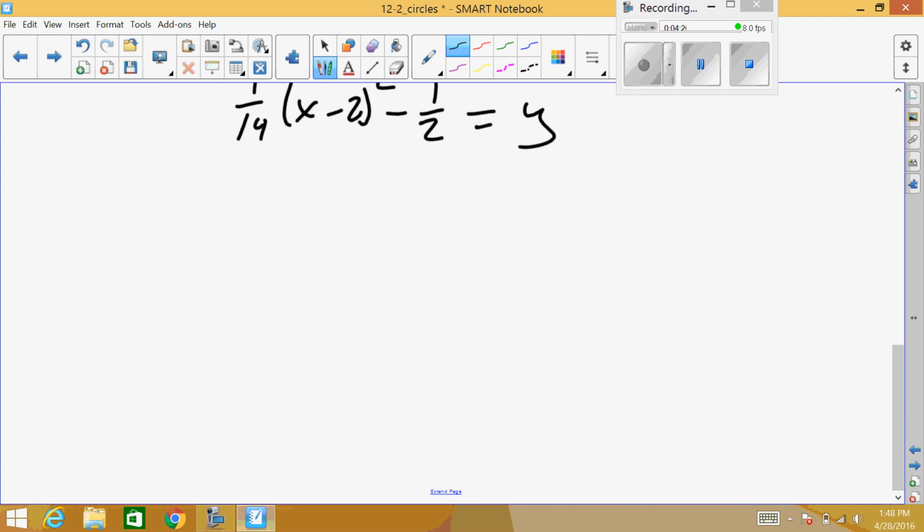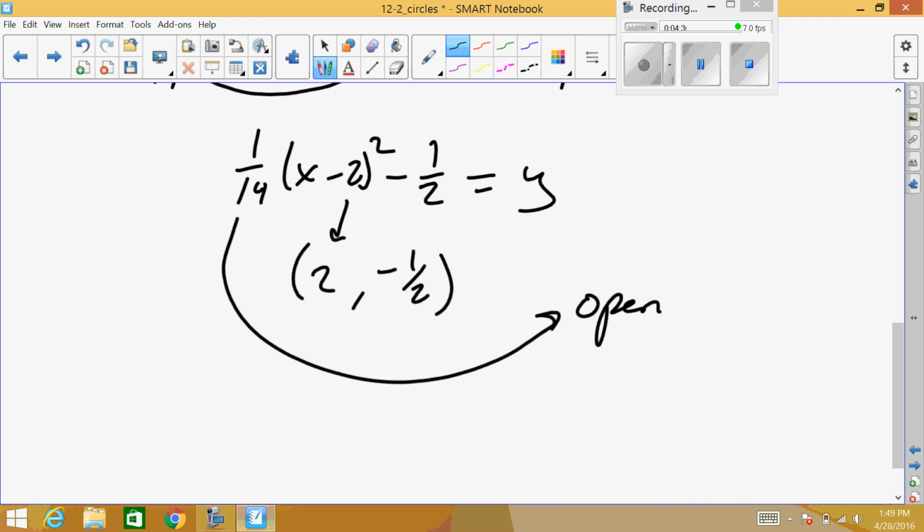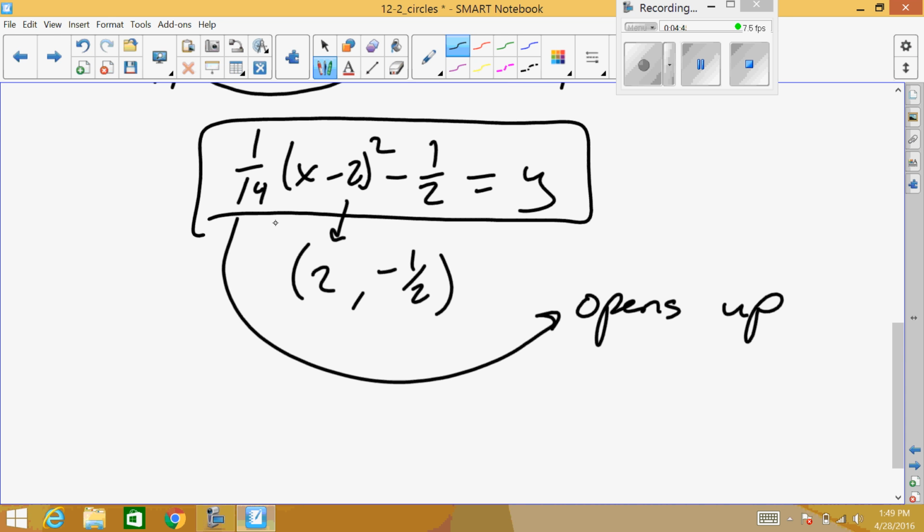There's my vertex form. I can look at this and I know I've got a vertex of 2 comma negative 1/2. This tells me that it opens up, and that 1/14, that's less than 1, so it's going to be a very wide parabola. So it looks like I've got everything I need. I've got my equation, and we are all set.